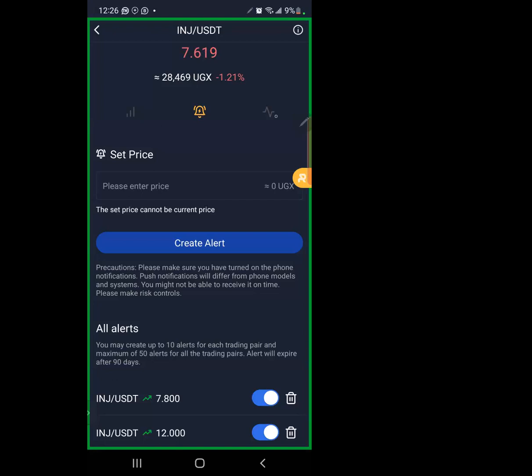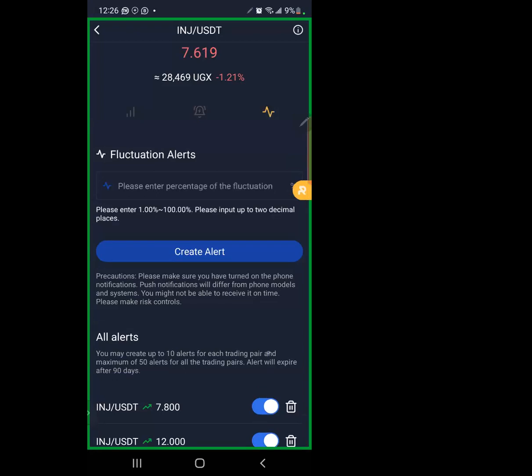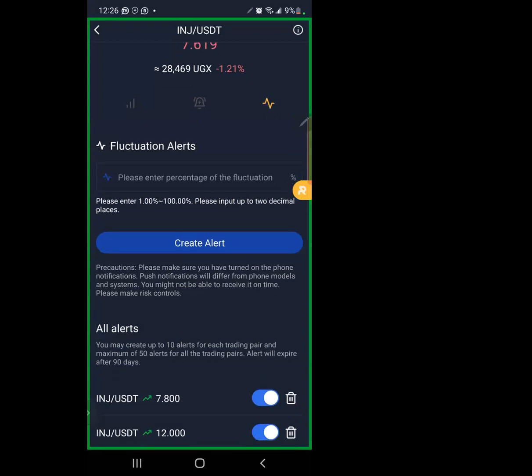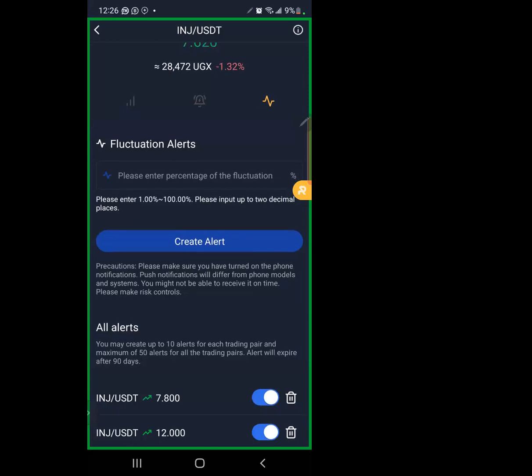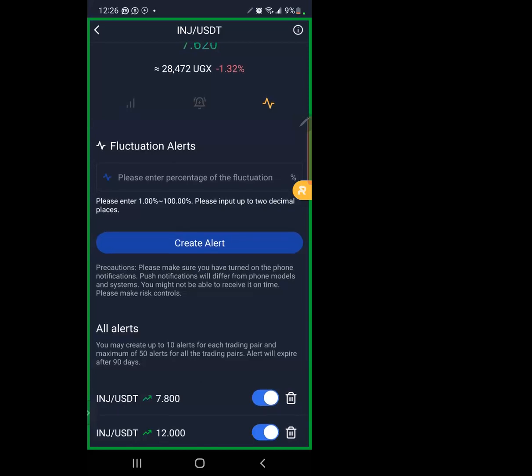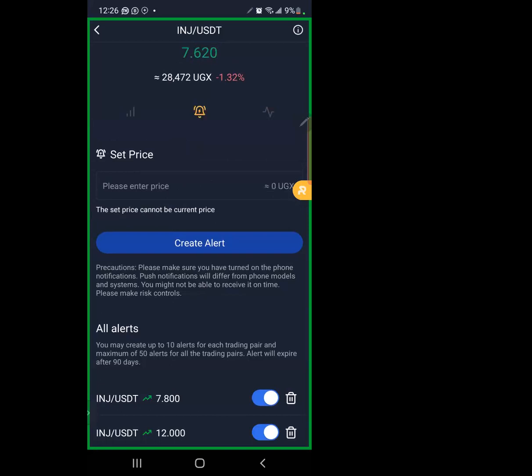Now let's come. There is another icon here. Are you seeing it? So you tap it. Now this icon, it's about entering the percentage. Please enter percentage of fluctuation. Okay, please enter 1 to 100%. Please input up to 2 decimal places. So for example, if you want the robot to notify you about percentages, either drops or going up, not prices. Here it was prices. You are putting money. Here you are putting percentage.